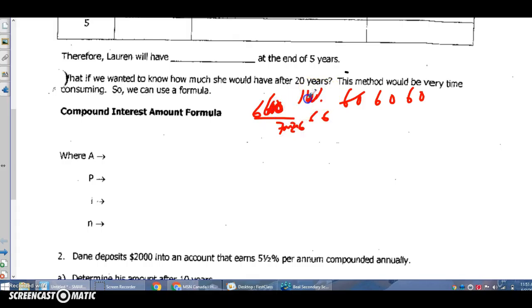Compound interest can make you incredibly wealthy if you use it properly in your investments, and incredibly poor if you owe it on credit cards and different types of credit. So interest on interest is the root and cause of wealth and not wealth. How's that? Pretty deep. Okay. Anyway, let's look at compound interest.